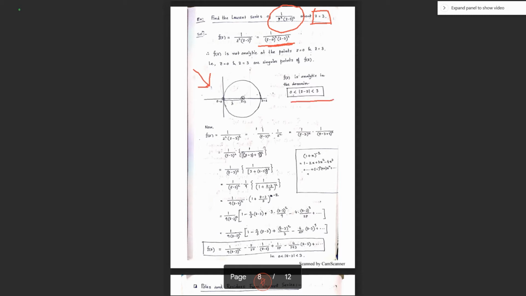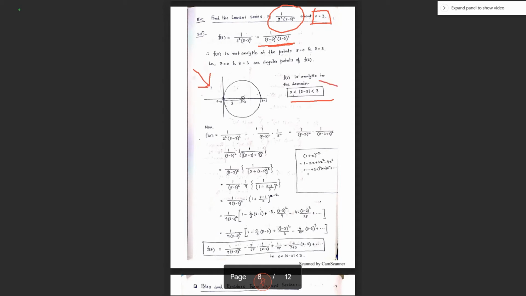Since we are not taking the perimeter, it will be less than the radius, which was 3. So the annular region will be 0 less than mod z minus 3 less than 3. Why is it greater than 0? Because we are deleting the center z equal to 3, so the radius should be greater than 0. And why is it less than 3? Because we are deleting the perimeter also. We are taking the inside region within this circle.